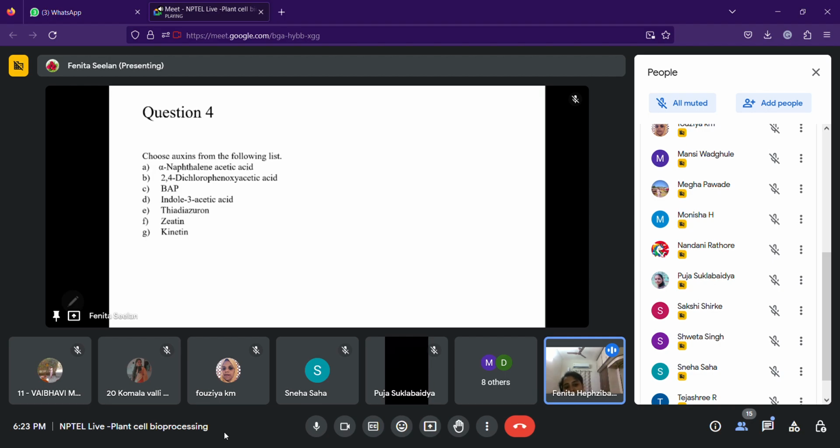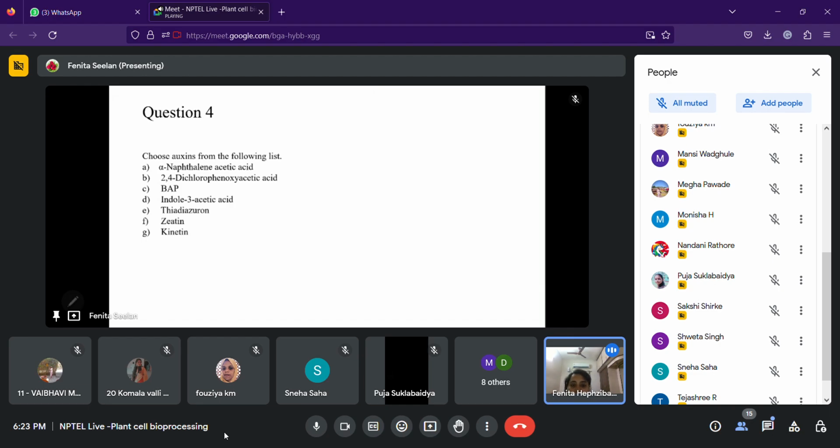What will you be doing if you are adding equal concentration of both auxin and cytokinin to your media, and you are inoculating your explant, but what you observe is that there is no initiation of callus, nothing is observed? At that point, what will you do? Any idea? No idea.